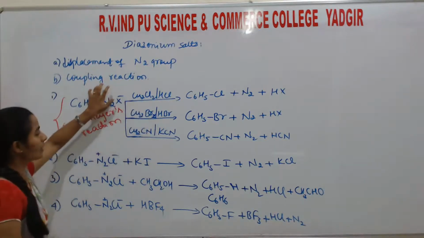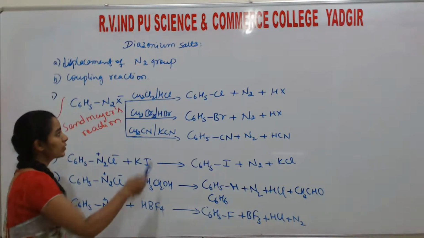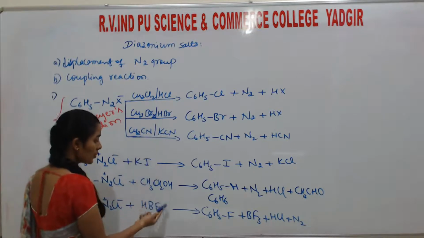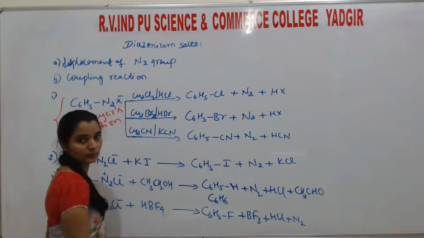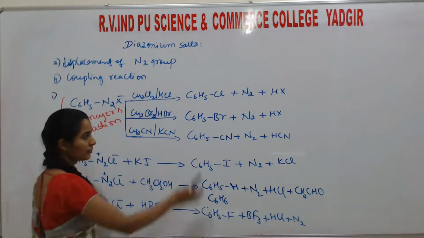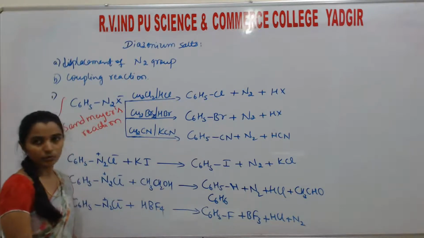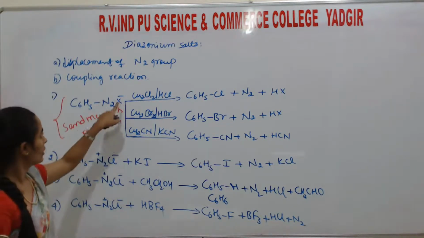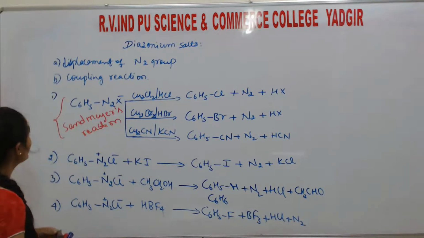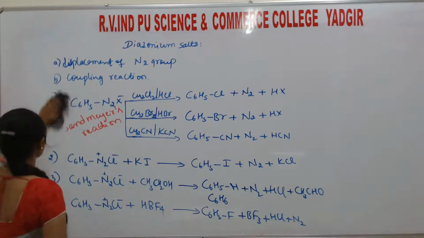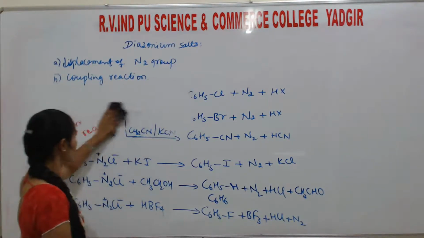Another one is the coupling reaction. I hope you understand this. Only the thing is, always whatever the cationic species are here, students, that is bonded to what? Benzene ring. Understand? So if it is bonded to the benzene ring, N2 easily dissociates and HX will remain. So here X is here. So this is all about the displacement of nitrogen. Next we will study the coupling reaction.